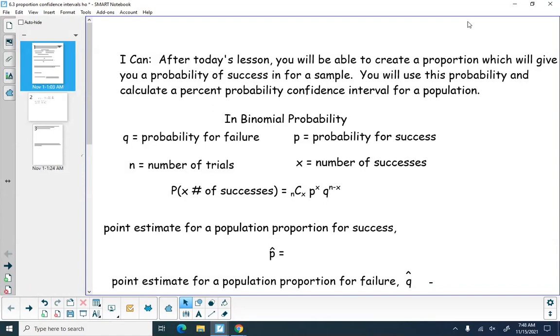P was your probability for success, N is your number of trials, X is the number of your successes, and the probability that we calculated for the number of successes that we had is nCx, P to the X, and then Q to the N minus X. P to the number of successes, probability of success, number of successes, probability of failures, and number of failures. Okay, that was what we talked about and dealt with when we were dealing with probability.